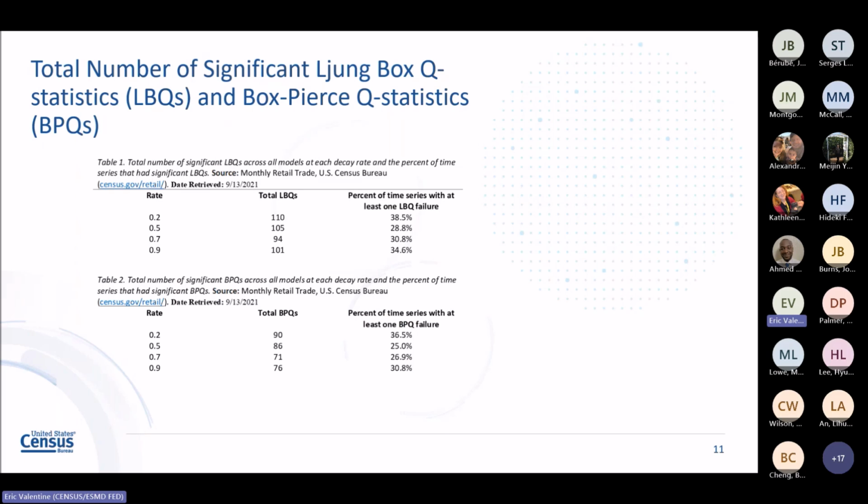Here I have tables of the total Ljung-Box Q statistics, or LBQs, and the total Box-Pierce Q statistics, or BPQs, across all of the models at each decay rate. Table 1 shows the fewest number of total significant LBQs across all of the series occur when the decay rate is at 0.7. However, the fewest percent occur when the rate is at 0.5. And table 2 shows similar results as the LBQs for the BPQs.